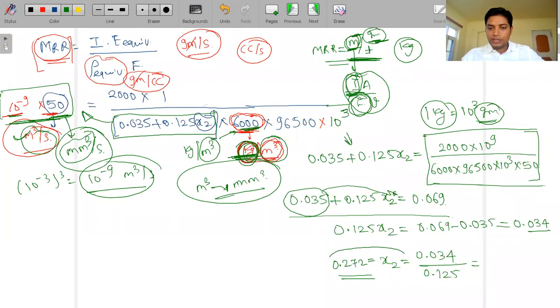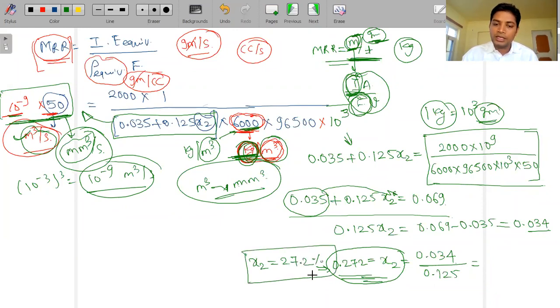So guys, this is the value of x2, meaning the fraction of the metal that we are taking into consideration. This is in elemental value. If you convert that into percentage, then just multiply with 100. So this will become 27.2%. Okay, so this is basically the answer.